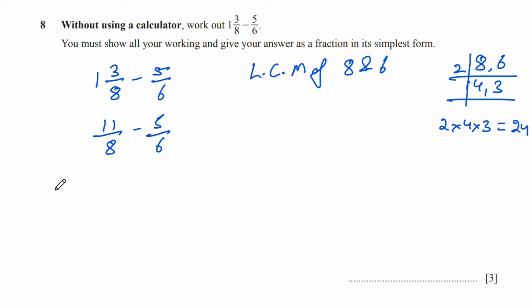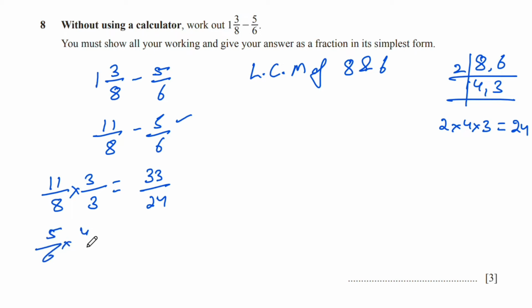Now we have to convert these both fractions to the base as 24. So 11 by 8, multiply and divide by 3. This will be 33 by 24. And 5 by 6, divide and multiply by 4. So that is 20 by 24.